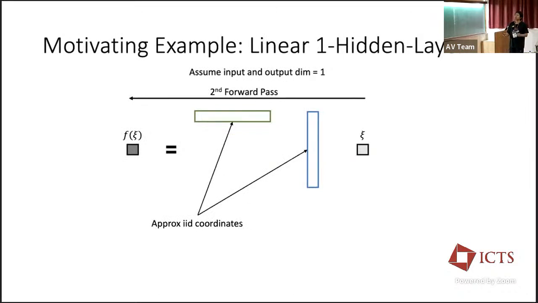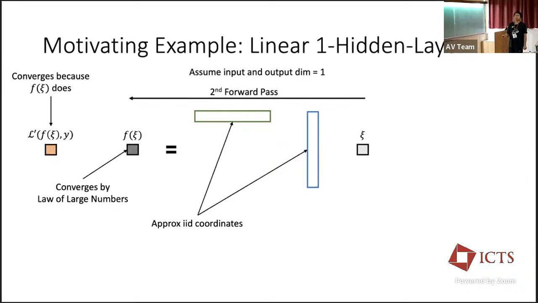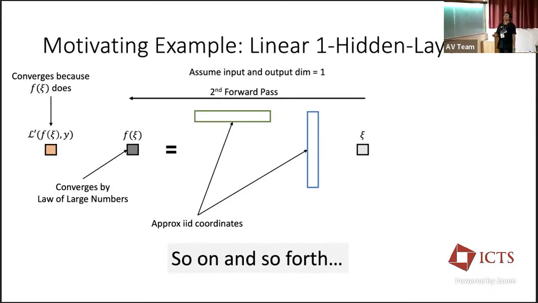Okay, so now again, when n is large, you have approximately IID coordinates in the second forward pass. So you can apply the same reasoning as a law of large numbers behavior for the output of the network, and so on and so forth. So you can keep reasoning like this by induction, and so you can see that for any finite number of steps, for large enough width, things will become IID.